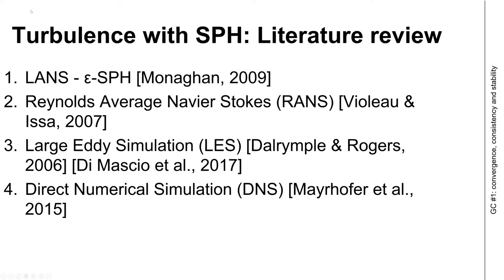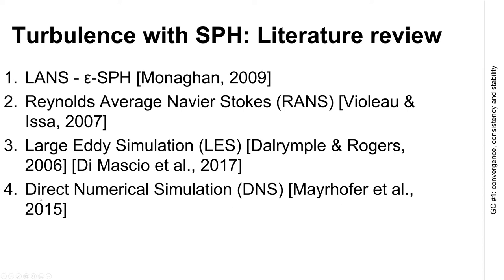If we look a little bit at the literature, we can see that turbulence in SPH has been already addressed by a few authors. Let me just mention the most popular papers. The first one was done by Monaghan in 2009. He developed a Lagrangian LANS scheme called Epsilon SPH. And then there is the work of Bulow and Issa with a RANS model written in SPH form. And then in terms of LES schemes, there is the work of Lim, Pol and Rogers in 2006, and also the more recent one done by Dimashian et al. in 2017. And finally, going to DNS simulations, in the literature there is not much, but the work done by Adami, Meyerhofer et al. in 2015.